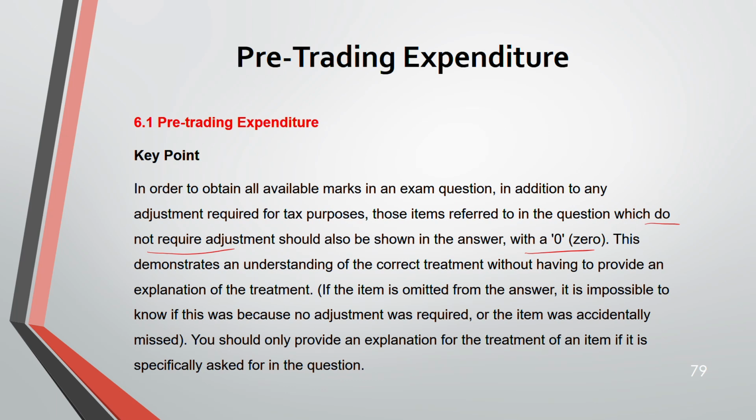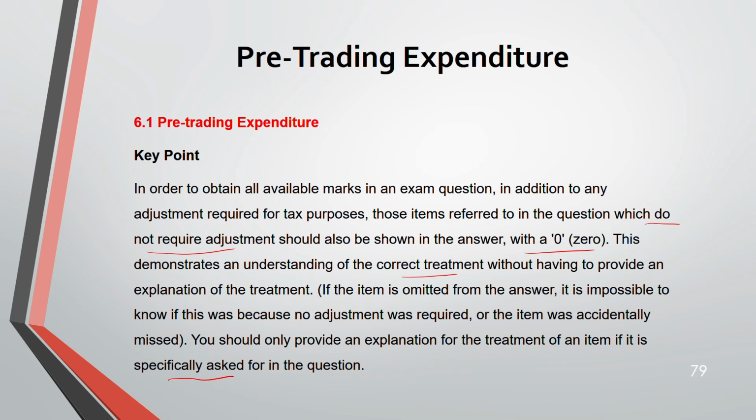Okay, so in this case, you don't have to give an explanation. Writing 0 itself shows you have understood the correct treatment. But if you omit the item from your answer, the examiner will not know whether no adjustment was required or you forgot or accidentally missed the item. So you should only provide an explanation for the treatment of an item if it is specifically asked. If they ask for the explanation, then only give it, otherwise don't. Otherwise just showing 0 is enough.